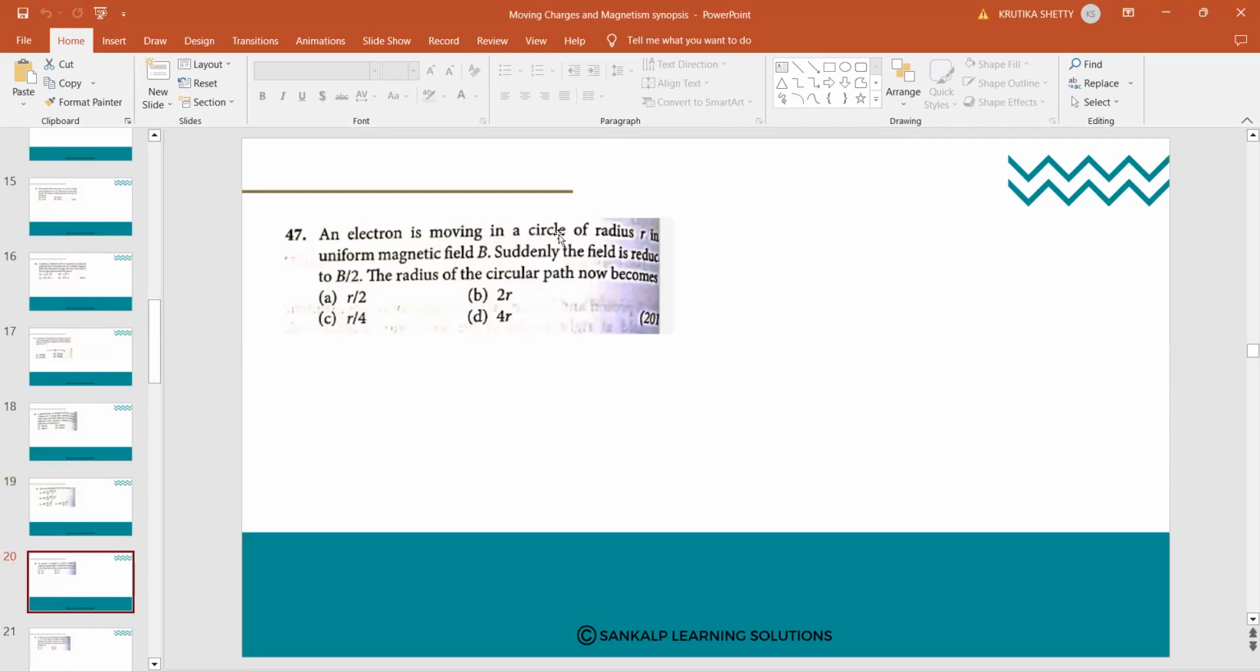An electron is moving in a circle of radius r in a uniform magnetic field B. Suddenly, the field is reduced to B by 2. The radius of the circular path now becomes. So, what are they saying?